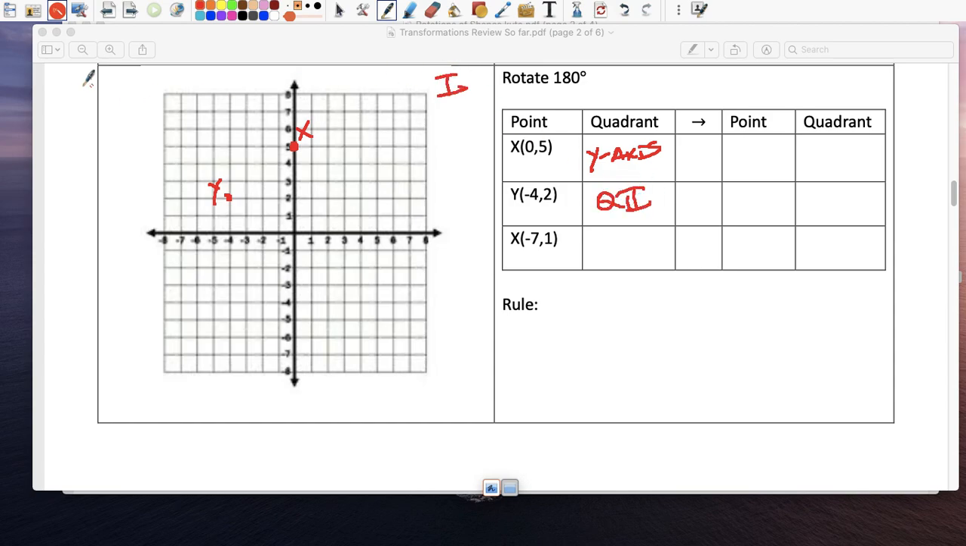So quadrant 1, quadrant 2, quadrant 3, quadrant 4. And then the other point, (-7, 1), is right here. And that's in quadrant 2 as well. So for the 180-degree rotation, be careful here. Everybody shifts over, and it doesn't matter if you go counterclockwise. So X and Y, who are in quadrant 2, will travel to quadrant 4.